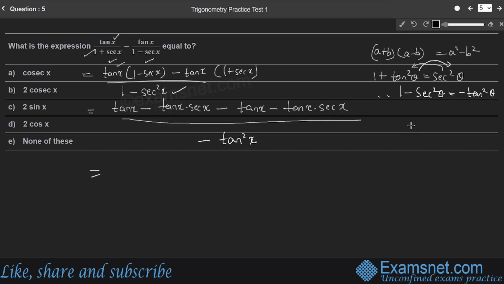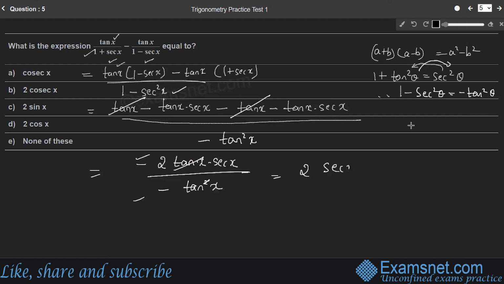So here in the numerator, tan x and minus tan x will get cancelled. So we have minus 2 times tan x into secant x by minus tan square x. So here tan x and one tan x in the denominator will get cancelled and the minus will get cancelled. So we have 2 times secant x divided by tan x.